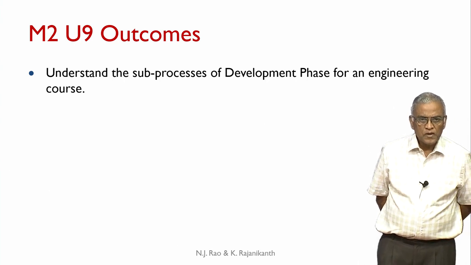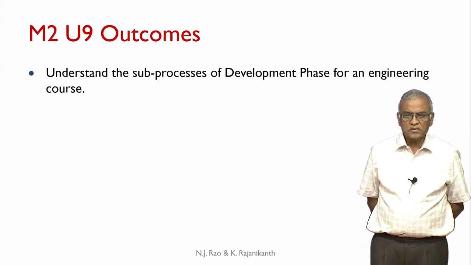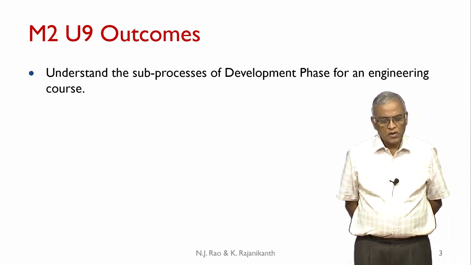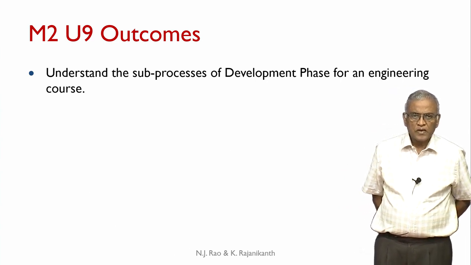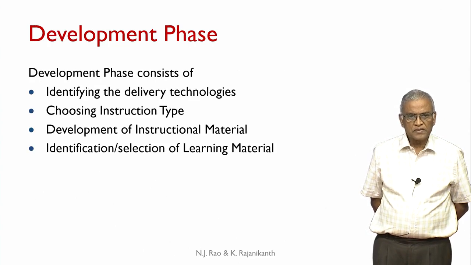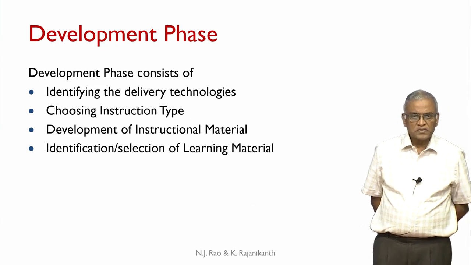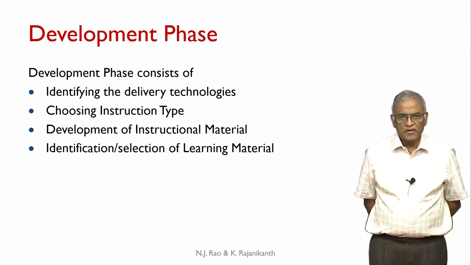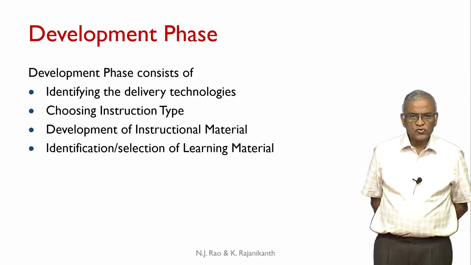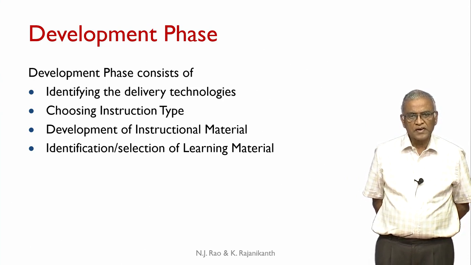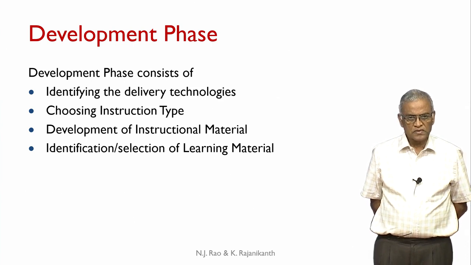In this unit we try to understand the sub process of the development phase for an engineering course. If you recall, the phases of ADDIE are analysis, design and development. Now we will look at the development phase. The development phase consists of these activities, which include identifying the delivery technologies, choosing instruction type, development of instructional material and identification and selection of learning material. These are the 4 activities.